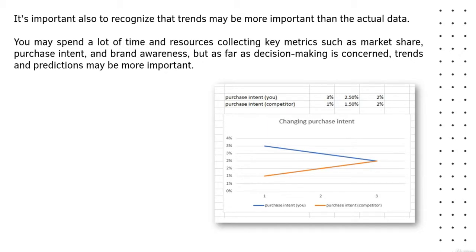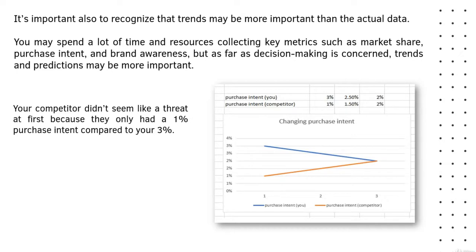For instance, purchase intent, there's 3%, 2.5%, and 2%. Purchase intent from a competitor might be 1%, 1.5%, or 2%. Changing purchase intent. Consider this case: your competitor didn't seem like a threat at first because he only had a 1% purchase intent compared to your 3%.